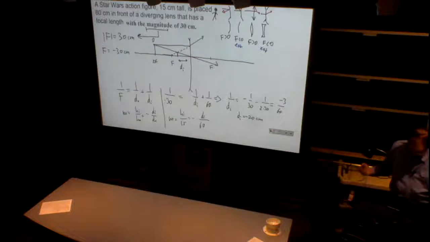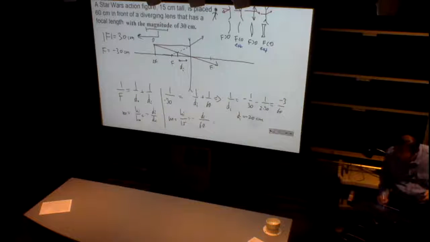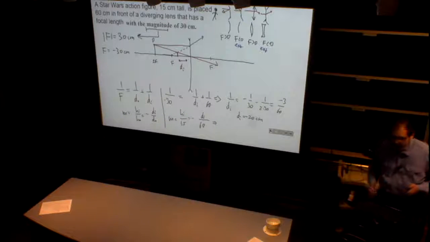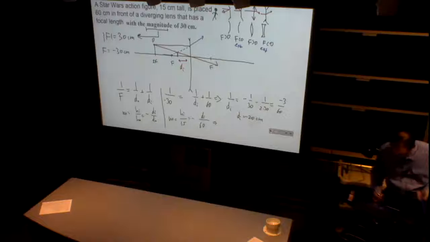And the second equation hasn't been used yet, but we could use it to calculate the height. It should be equal to, well, a minus comes from the equation. A second minus comes from the image distance, which is negative, divided by 60 times 15.